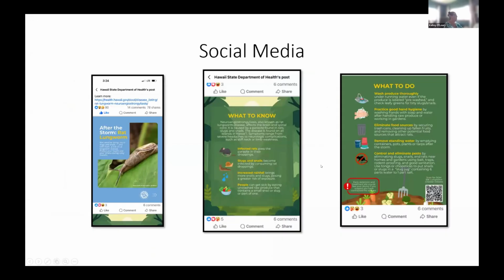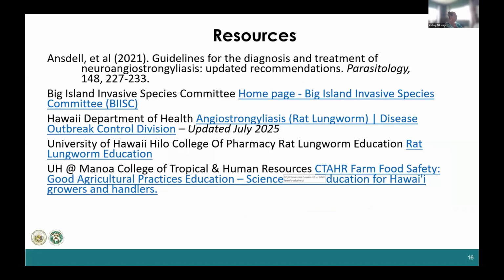We're starting to get a little more on social media. Just good reminders too: after the storm, the slugs and snails like to come out a little bit more. So we put together this preventing rat lungworm after the storm flyer when it was so rainy, I think a few months ago. Just those same important tips. And then resources: Dr. Ansdell's guidelines, and all those departments we mentioned with those great resources.